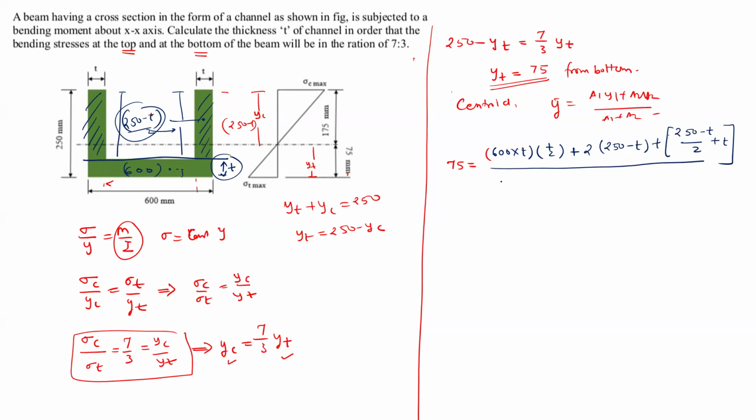Divided by the area, which is 600 into t plus 2 times 250 minus t into t. So if we work out all this, we will obtain the t value to be 50 mm.